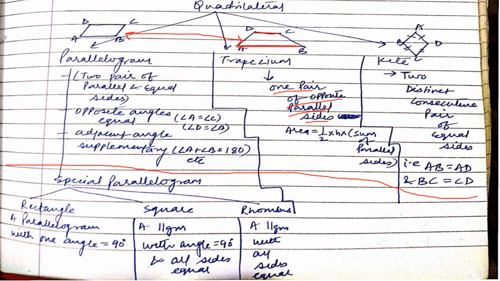Okay. In the parallelogram, we had two pairs of parallel as well as equal sides, which were opposite to each other. In this case, we have opposite sides, but only one pair is parallel. So AB is parallel to CD, then it becomes a trapezium. When two pairs are parallel and equal, it is a parallelogram. If one pair is parallel, it is a trapezium.